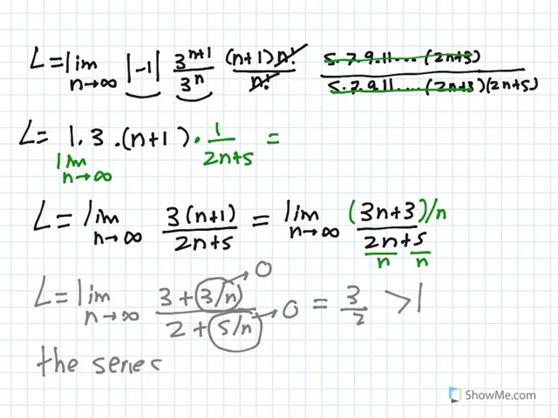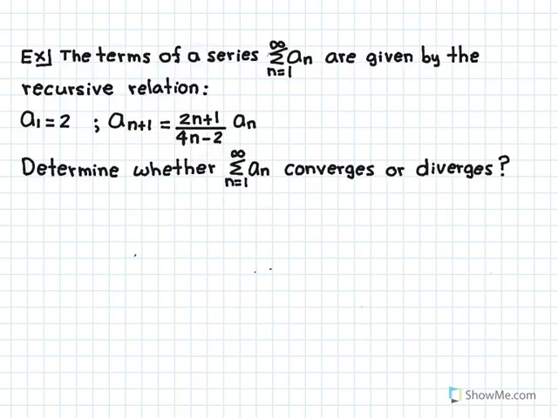The series diverges by the ratio test. So we always have to make this statement that the series either converges or diverges by the ratio test. All right, let's look at another question.